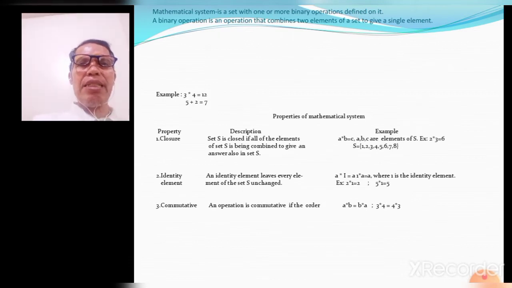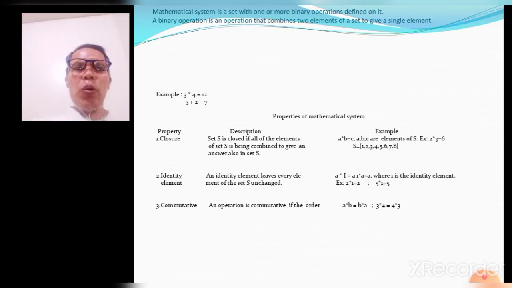Okay, now a mathematical system has some properties, and one of the properties is the closure property. A system or a set is said to be closed if all the elements of the set or of the system are combined to give an answer also in the system or in the set. For example, if you have the set of letters A, B, and C, if you are going to multiply A times B and the result is C, then A, B, and C are elements of the set or of the system. Okay, let's have an example in numbers.